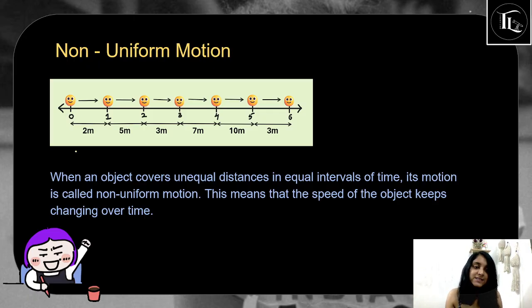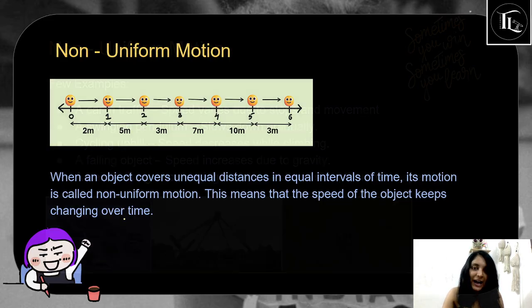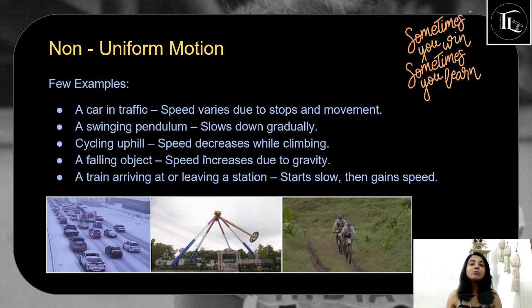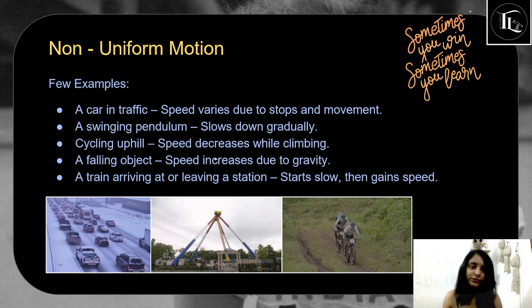Like here in 1 second, the object covered 2 meters. In the next 1 second covered 5 meters. In the next 1 second covered 3 meters and so on. So it's changing, it's not the same. That means it's non-uniform motion. So in this case, the speed will keep on changing. The speed will be variable. Again, there are several examples to it, and mostly the motion around us is non-uniform.